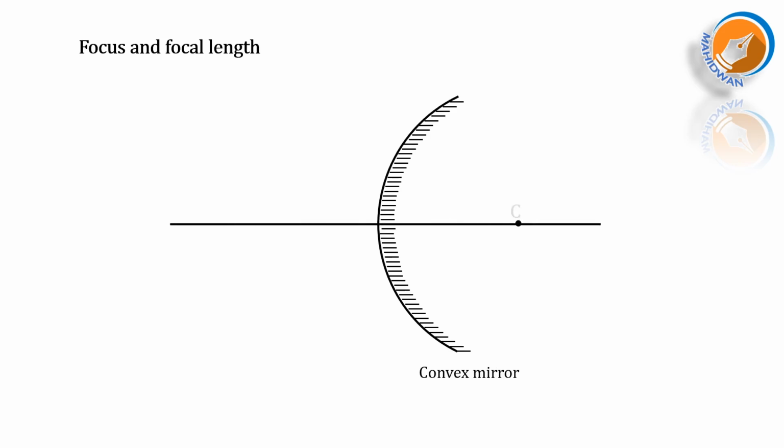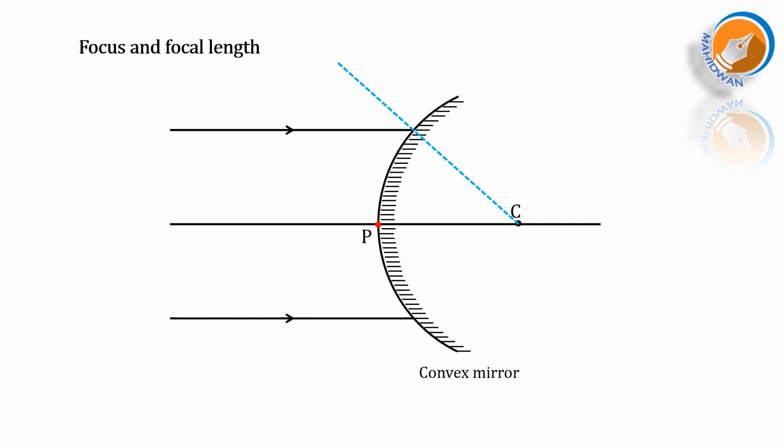Now let's draw the focal length for a convex mirror. Everything else is the same: principal axis, mark C, pole, 4 centimeters. So two incident rays parallel to the principal axis, and if I join the center of curvature to the point of incidence, I will get the normal. So this blue dotted line you can see is the normal. Based on that, one more ray I'll draw. So this is the normal.